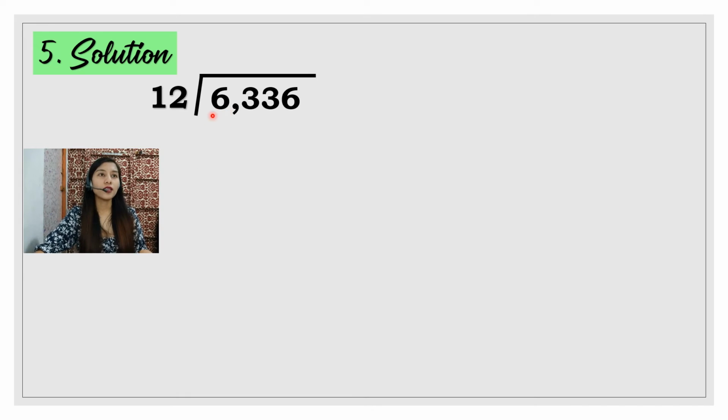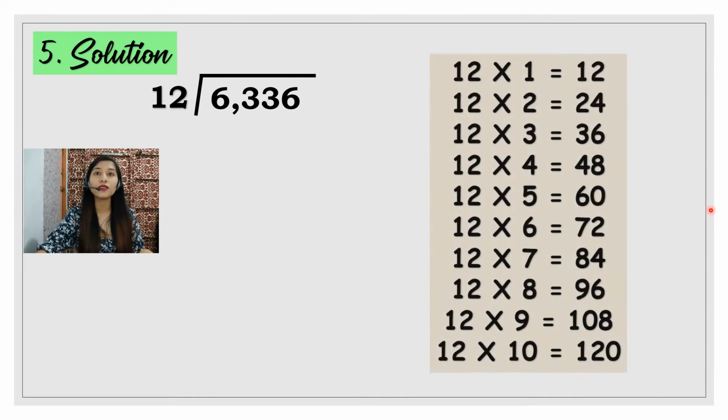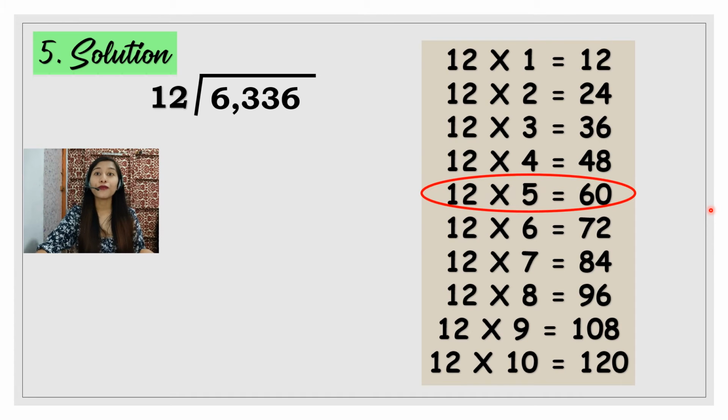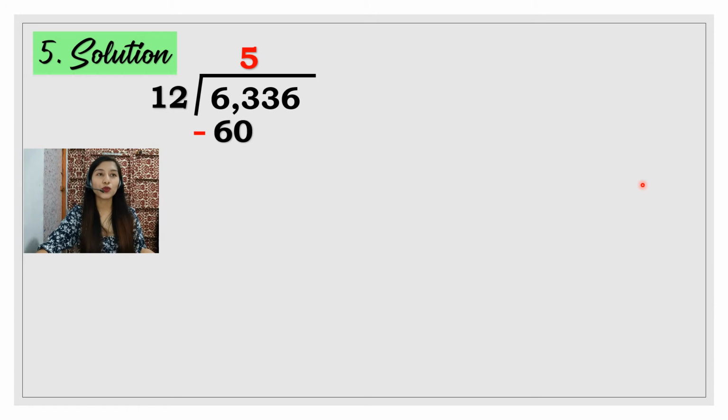So, 6 divided by 12 cannot be, so we add 3. So 63 divided by 12 is 5. Kasya lang siya sa 5. Okay, so we have 5. 5 times 12 is equal to 60. And then we subtract. So, 63 minus 60 is equal to 3. And then we bring down 3.